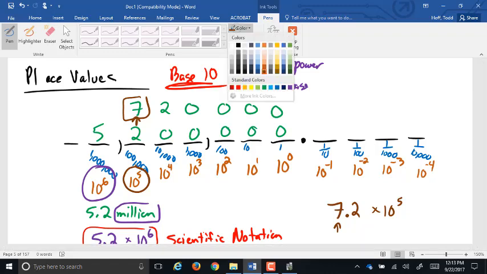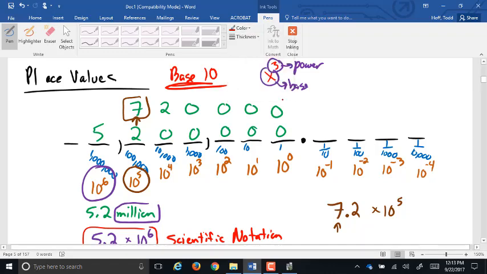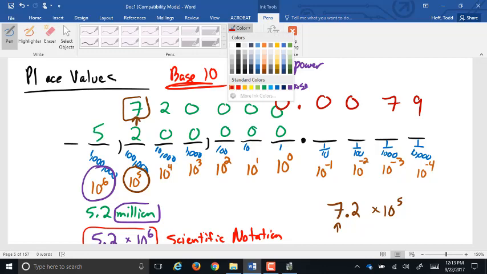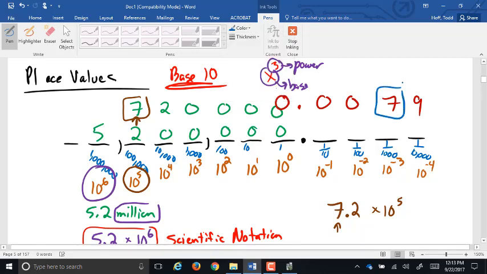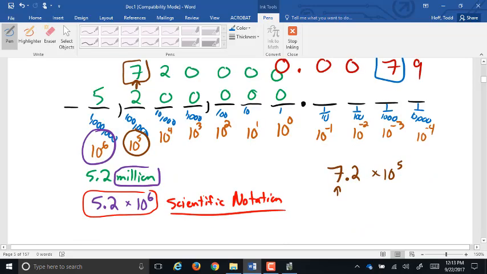It works the same on the other side of the decimal point. If I have 0.0079, my first non-zero digit is the 7. So I'll write that as 7 point. My only other digit after that is the 9, times what place value is my 7 in? 10 to the -3rd. So 7.9 times 10 to the -3rd.